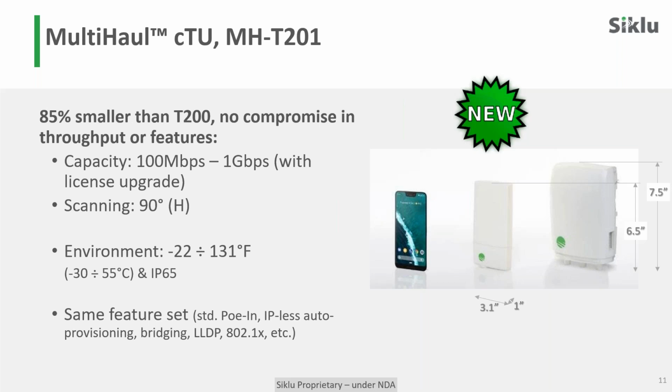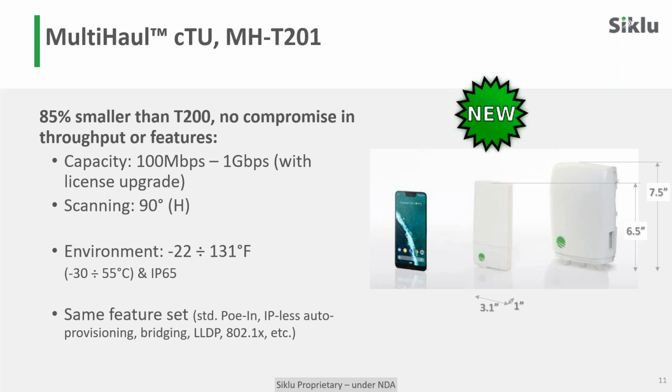additional improvements that we have done to make it simpler, faster, easier basically to deploy MultiHaul anywhere an organization, a service provider will want to deploy them. So even though we have made the compact TU smaller, by 1 inch smaller height-wise, smaller by 1.5 inch on the depth, and smaller by 2 inch, if I remember well, on the width of the unit, resulting in 85% less volume.